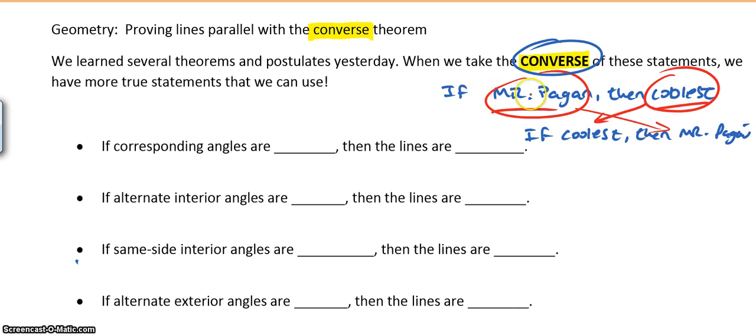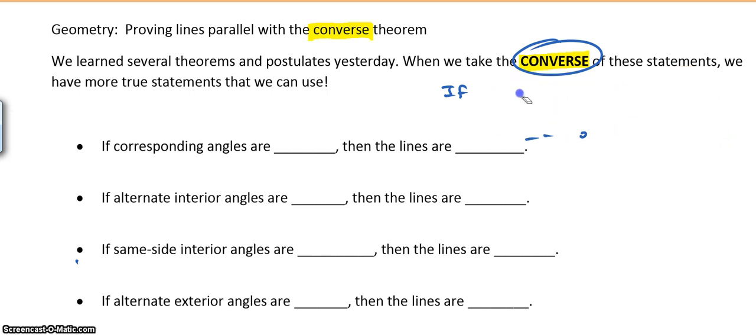So if you are Mr. Pagan, then you are the coolest person in the world, and then I flipped it. If you are the coolest person in the world, then you are Mr. Pagan. So that's kind of a little lesson about the converse in the English language.